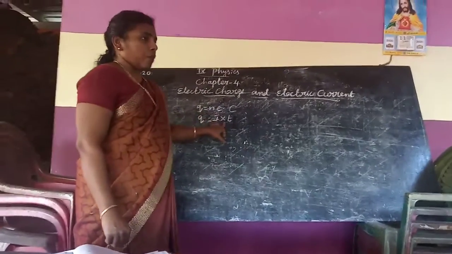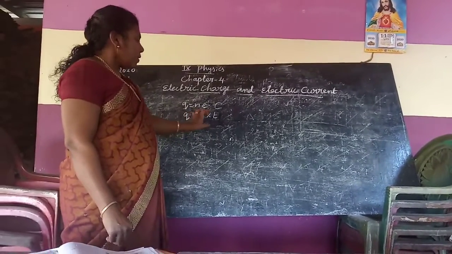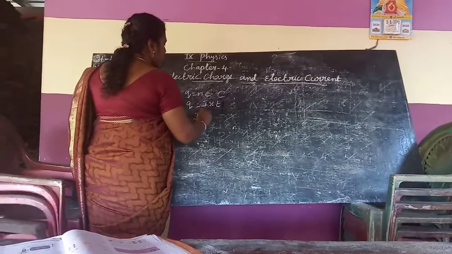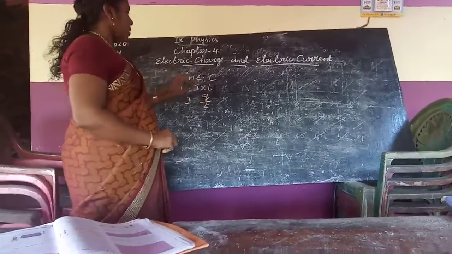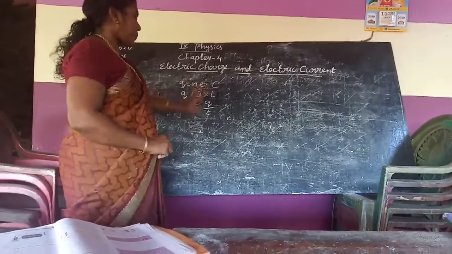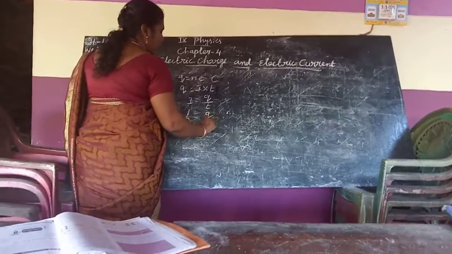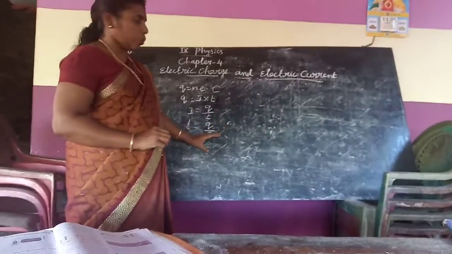Suppose charge is given and time is given, and they ask for current. The formula is I equal to Q divided by T. Suppose they ask for time, with charge and current given. The formula is T equal to Q divided by I. Like that we can change the formula and do the problem.